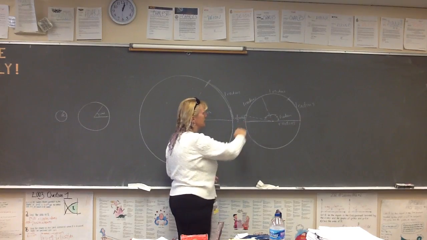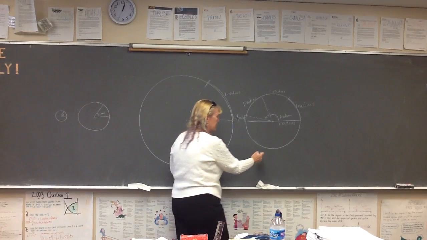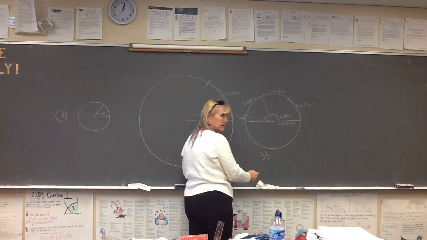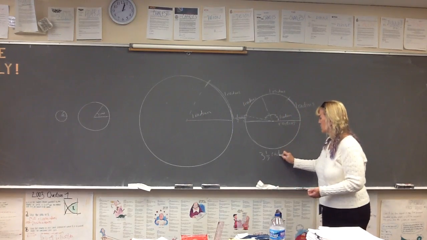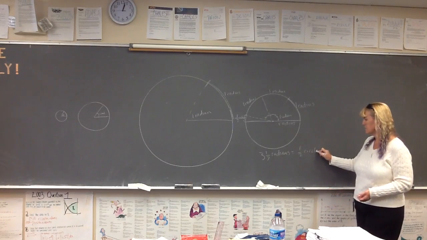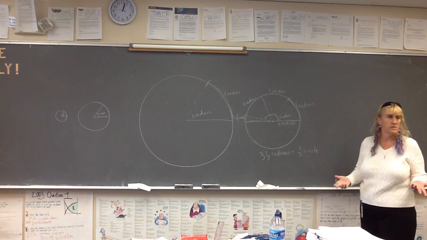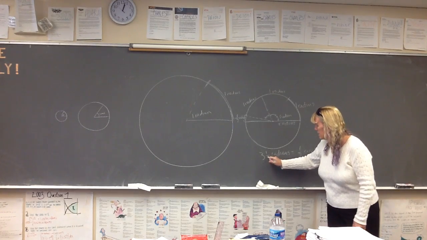Okay, so how much gets you halfway? About 3 1/7, right? Radians is equal to about half a circle. Does that make sense? Yeah. If you put 3 1/7 in your calculator, you get 5.